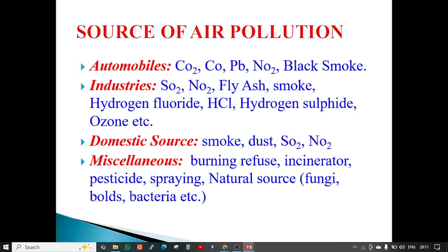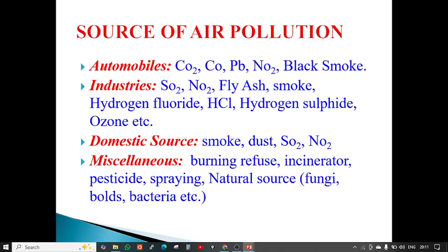What are the sources of air pollution? That means, what are the different kinds of pollutants which are unnecessary and deteriorate human health? They are automobiles, that is the exhaust of automobiles or transport facilities, and the exhaust of industry. Big chimneys are there in industrial regions, they continuously evolve huge amounts of pollutant gases into the atmosphere, like CO2, carbon dioxide, CO, lead, and nitrogen dioxide, black smoke.